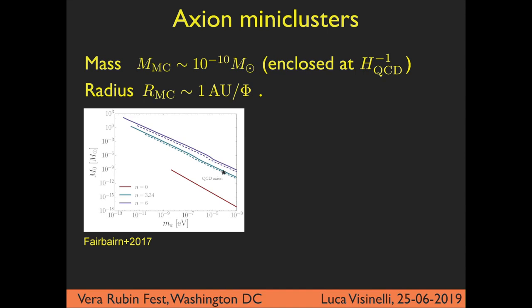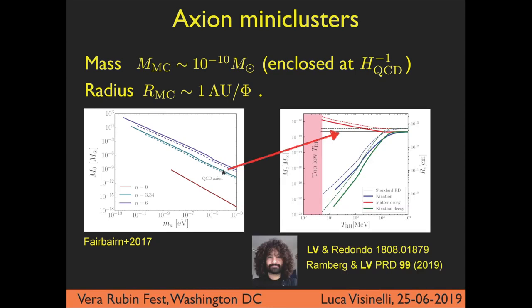This is what I've studied with Javier Redondo in a paper that we have yet to finish publishing, where we studied not just the standard cosmologies, but also cosmologies that deviate from lambda CDM. And for the standard cosmology, we found the same value of the QCD axion mini cluster.